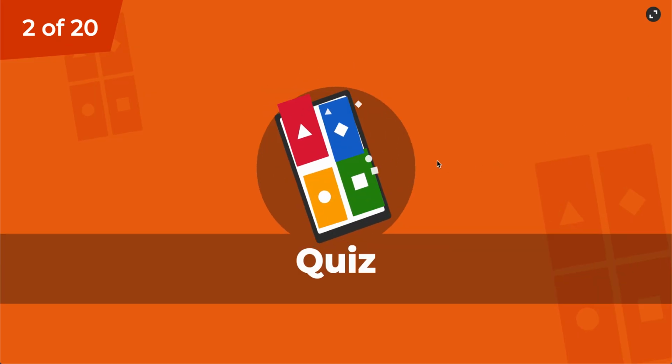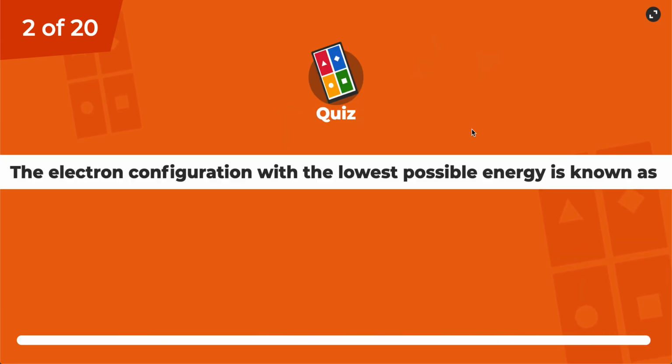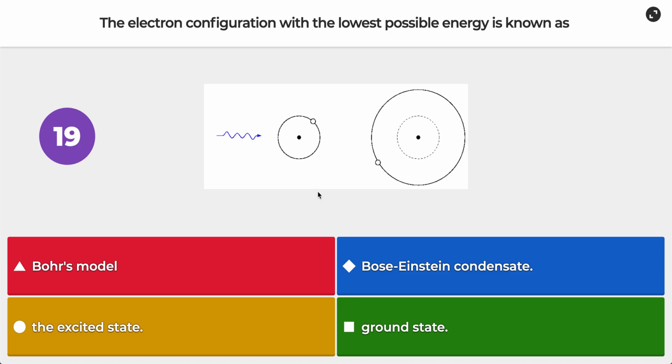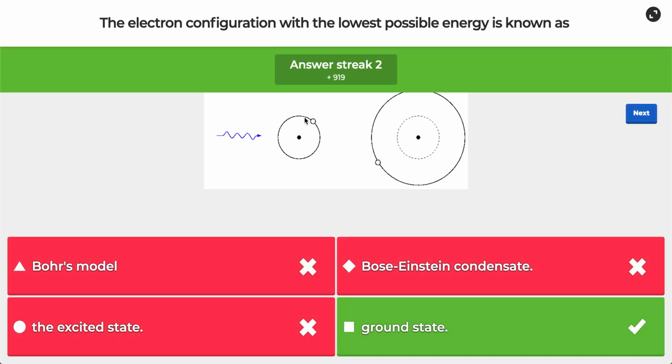All right, next up. The electron configuration with the lowest possible energy is known as the ground state. Whenever an electron is as close to the nucleus as it can be, the valence electrons, that is their ground state. And then you can see here energy comes in and bumps that electron up to a higher energy level, which is called the excited state.